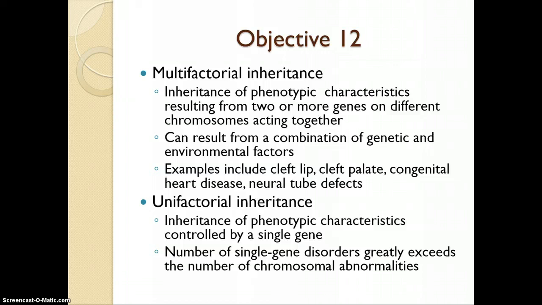Multifactorial inheritance is inheritance of phenotypic characteristics resulting from two or more genes on different chromosomes acting together. This can result from a combination of both genetic and environmental factors. Some disease processes that are influenced by multifactorial inheritance include cleft lip, cleft palate, congenital heart disease, and neural tube defects. Unifactorial inheritance is the inheritance of phenotypic characteristics controlled by a single gene. We're going to talk a lot about diseases resulting from unifactorial inheritance. The number of single gene disorders greatly exceeds the number of chromosomal abnormalities present.